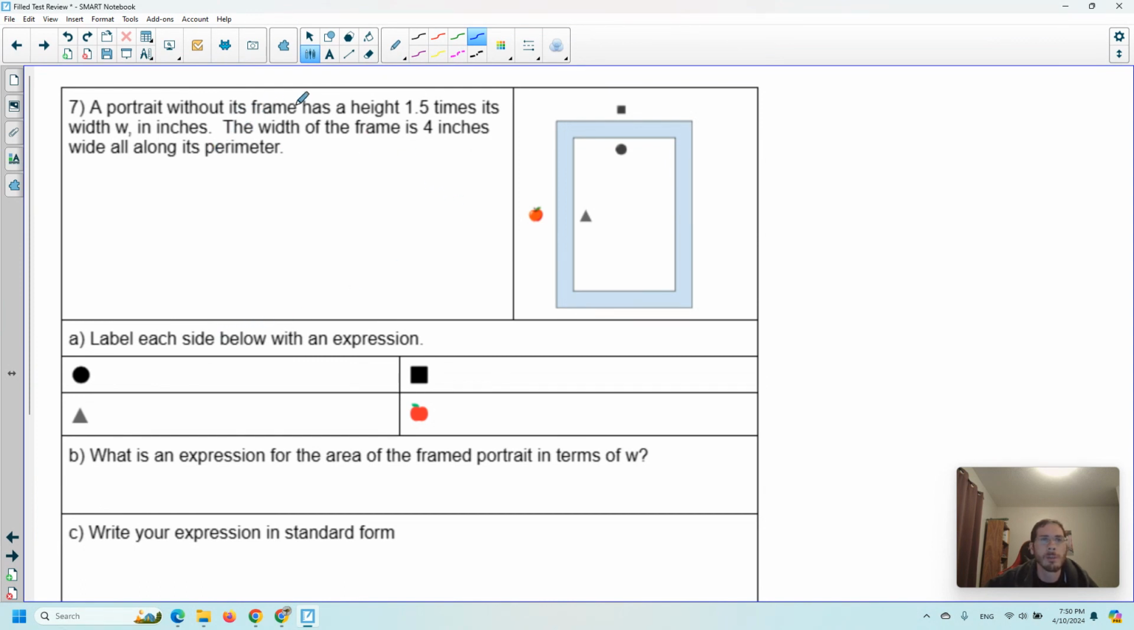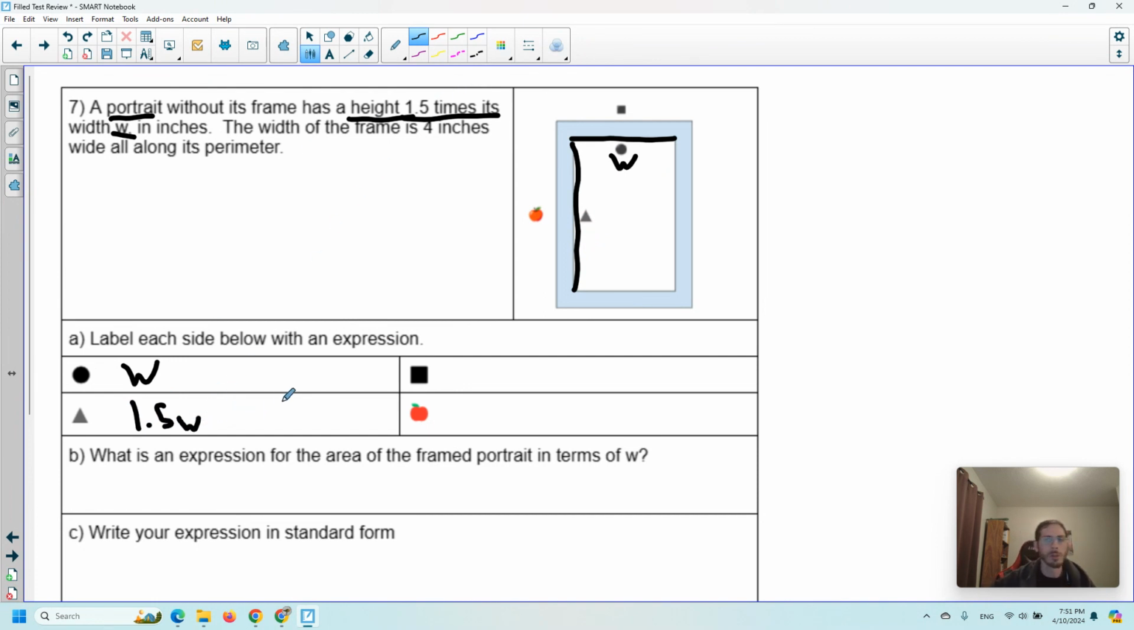So it says the portrait without the frame has a height 1.5 times its width in inches. If I look for the width, the width is going to be this right here because we're just doing the picture itself. So a portrait without the frame has a width W. That means that the circle is W. All right, it tells us that the height is 1.5 times the width. So the height, which is going to be the triangle here, because that's going to be the height of the picture, is going to be 1.5 times W, because 1.5 times the width.